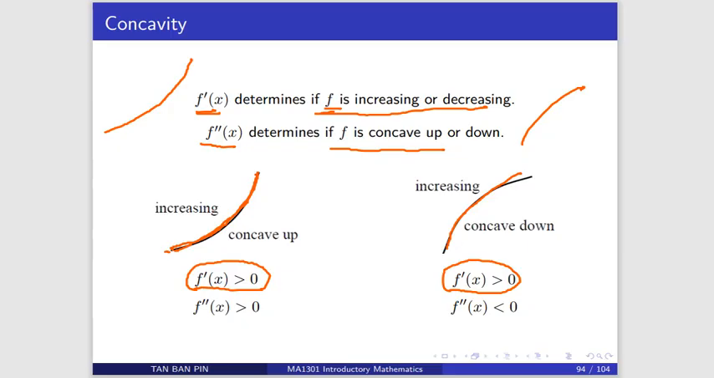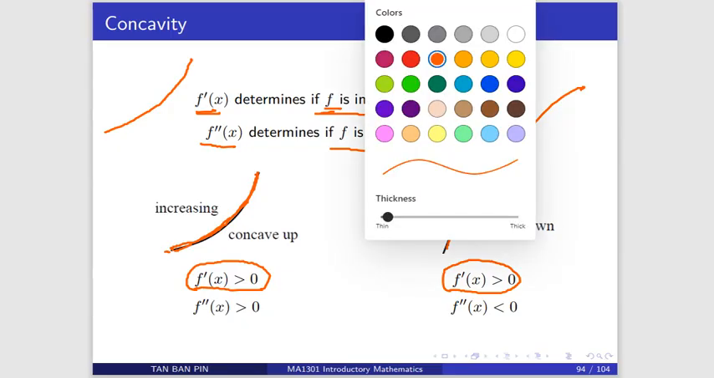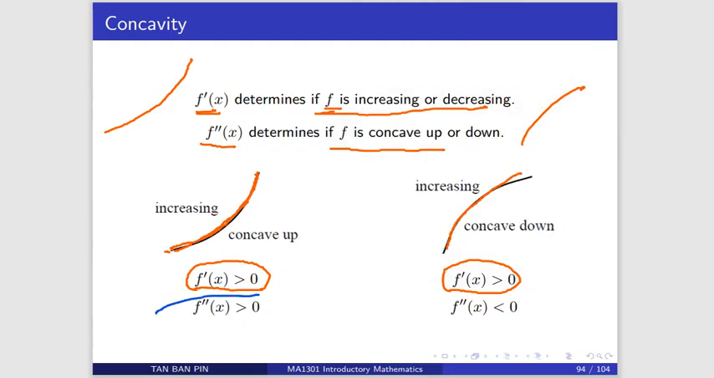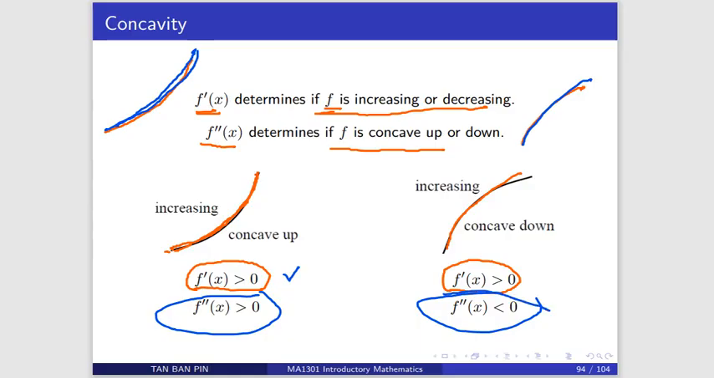So with f prime and f double prime, you can actually know exactly how to sketch a curve. So if you know f prime is positive, you know that you must draw it increasing. It can be curving up, concave up, or concave down. Then with the help of the second derivative, you'll know which case, curving up or curving down.